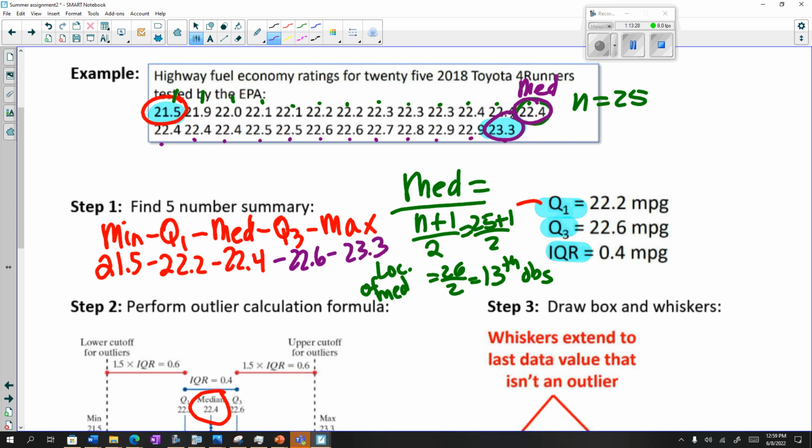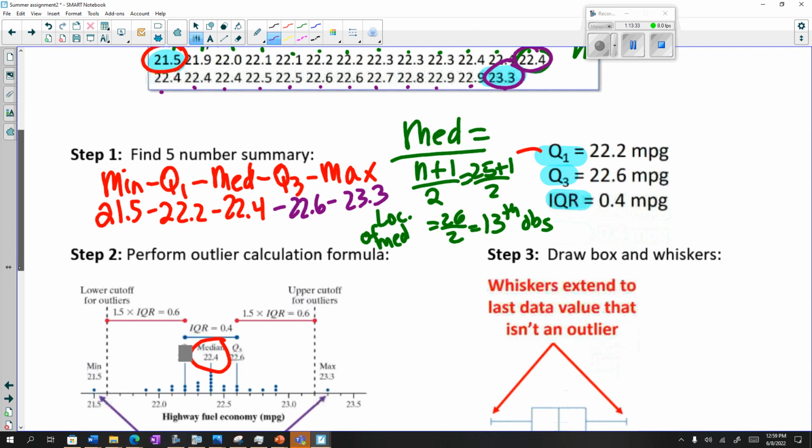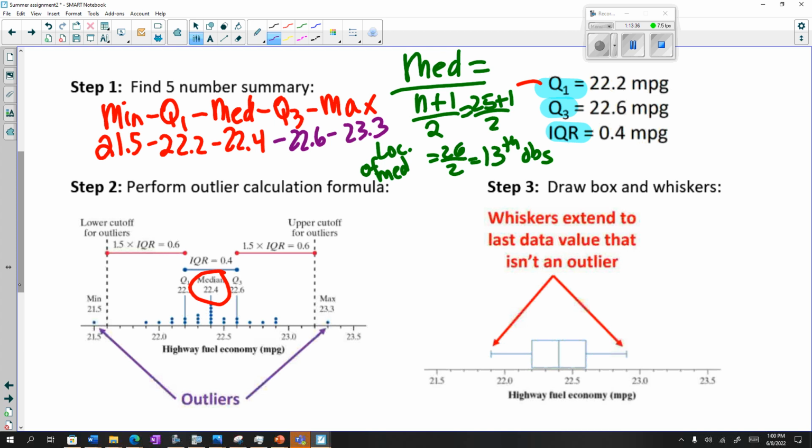All right, so now what are we going to do with this information? Well, we're going to do the outlier formula. So it says perform the outlier formula. So the outlier formula is step 1, find the IQR.